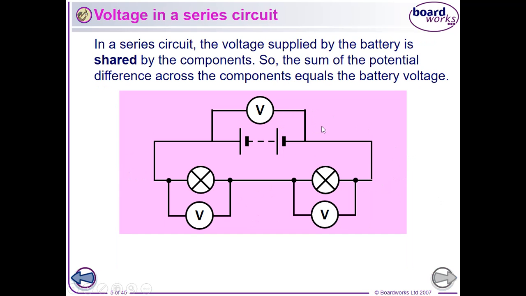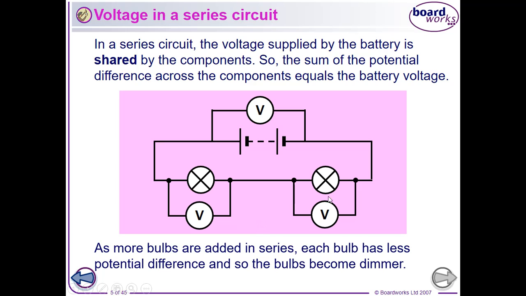In the series circuit, the voltage supplied by the cell gets split between the two bulbs. So this voltage, 6 volts, will get split between each of the bulbs. The more bulbs we have, the more the voltage gets split, so the dimmer the bulbs are.